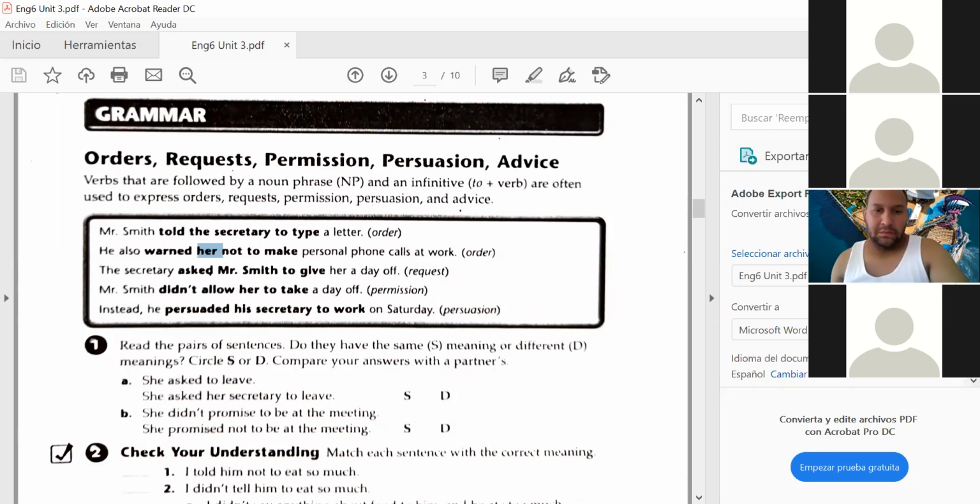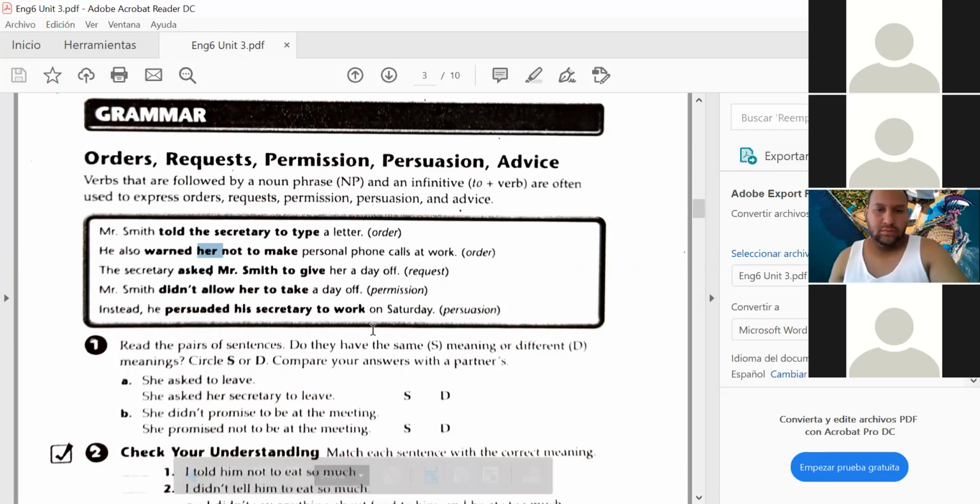You know why? Because let me go back. Look, when you tell a person to do something, you are giving an order. Whenever you say, I told Alberto to do it, I told Freddie to go home, I told her not to do that, you gave an order. Whenever you use the verb tell, to tell, you're giving orders.